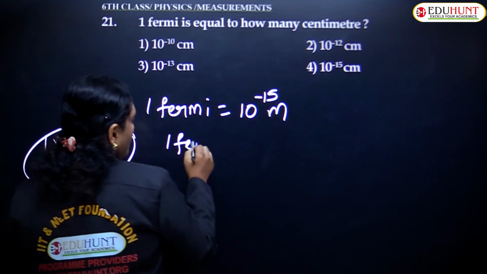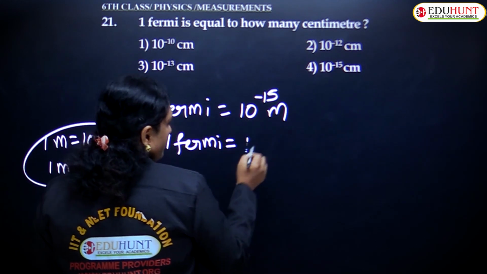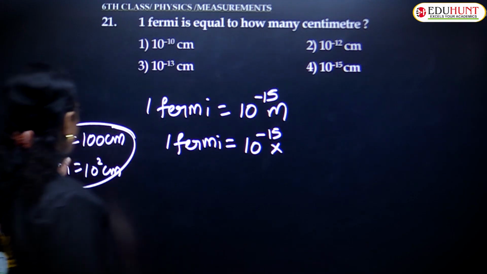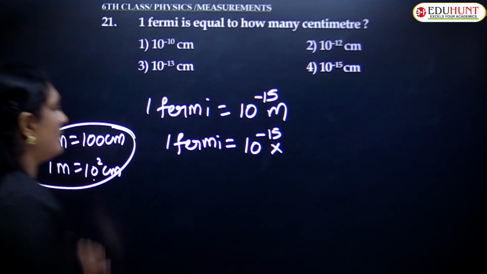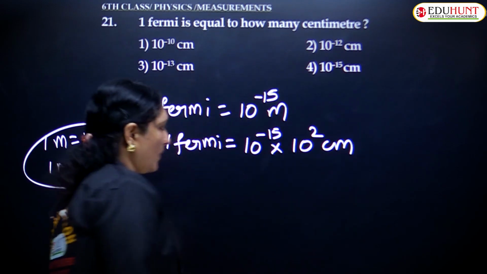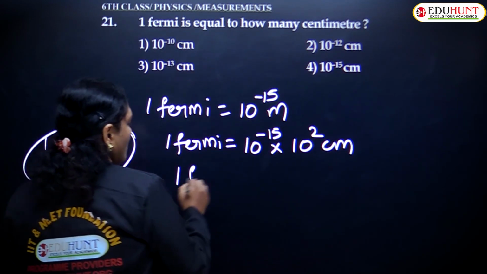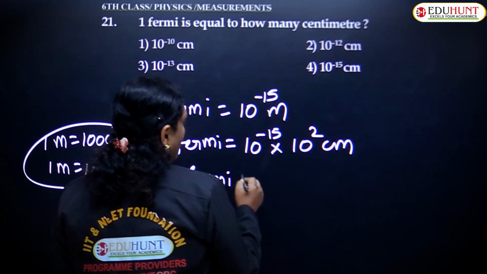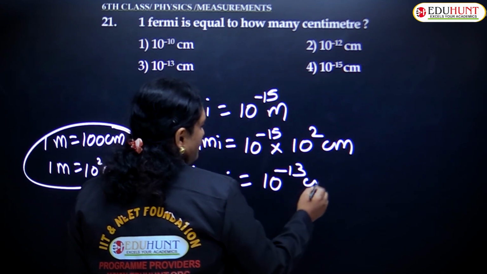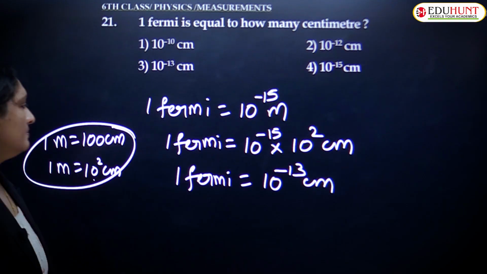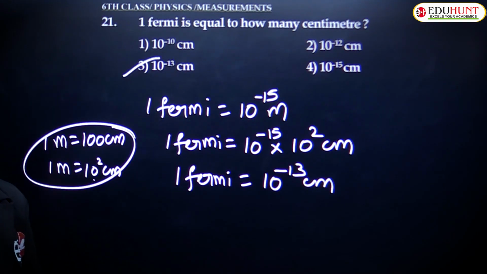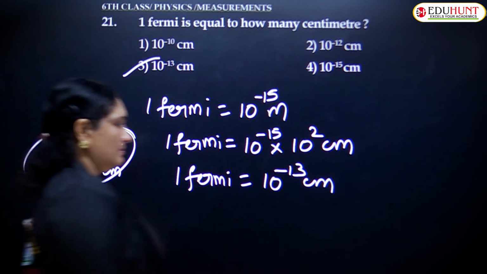So 1 Fermi is equal to 10 power minus 15 into 1 meter. Instead of 1 meter, how much can I write? 10 square centimeters, 100 centimeters. Hence the value of 1 Fermi is minus 15 plus 2, which is minus 13. So 1 Fermi is equal to 10 power minus 13 centimeters.